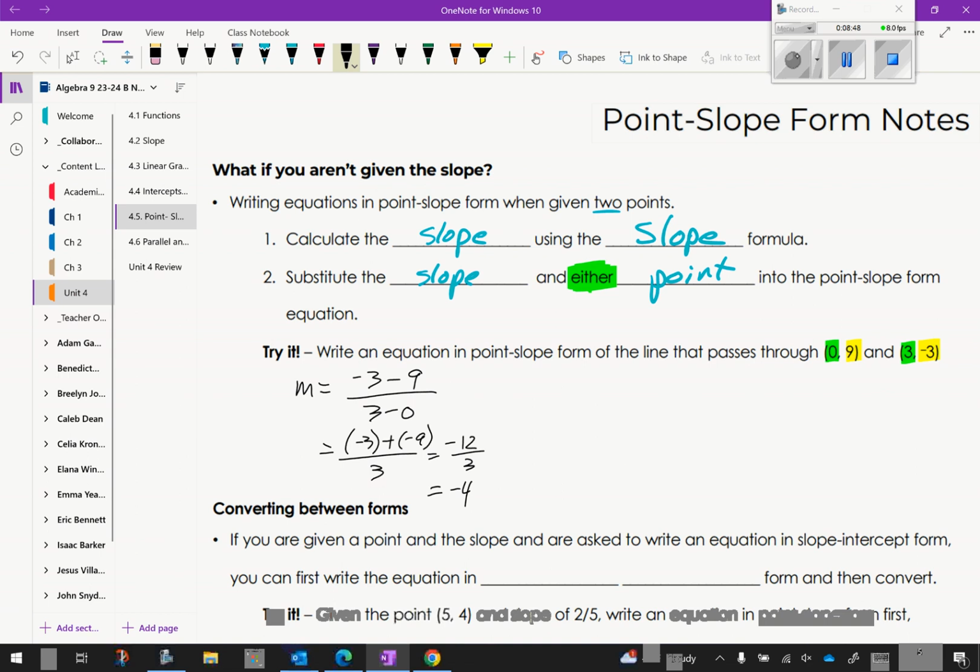Now we can use either of these. We could write, say, the first one, y minus 9 equals the slope we just found, negative 4 times x minus 0. Or, again, the direction said write an equation in point slope form. You don't have to use the first one. y minus, careful, negative 3. See what I did there? Subtracting the negative turns that into an addition. You should always simplify it. Negative 4 times x minus 3.